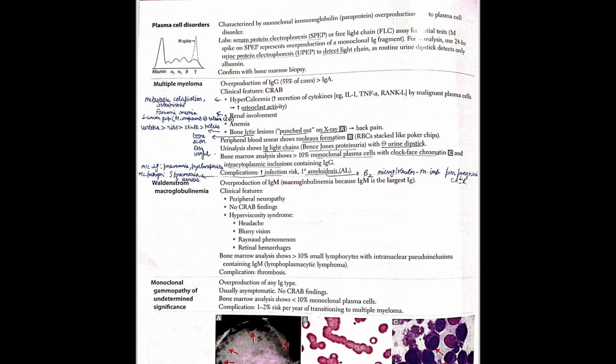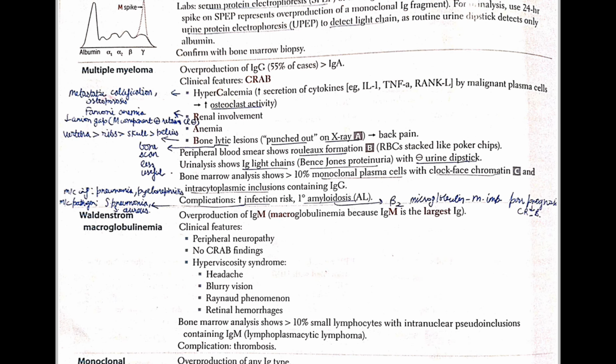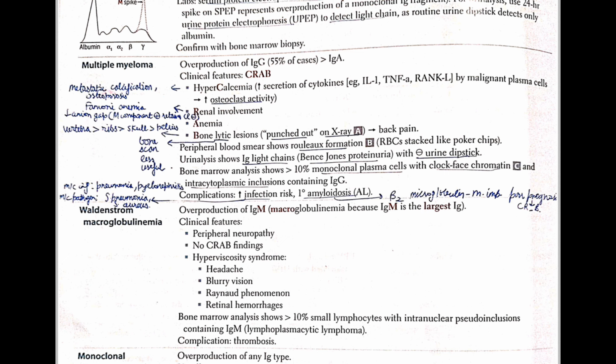Then, renal involvement. Fanconi syndrome can occur, and decreased anion gap. The M component is positive and it retains the chloride ion. We know the formula for anion gap: the chloride ion and the bicarbonate ion are subtracted from the sodium ion. So, if chloride is retained, then the anion gap will decrease. Then anemia will occur and bone lytic lesions.